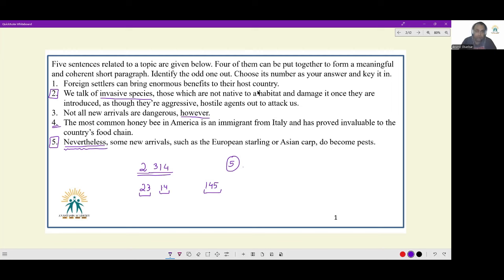Foreign settlers can bring enormous benefits to the host country. The most common honeybee in America is an immigrant from Italy and has proved invaluable to the country's food chain. Nevertheless, some new arrivals, such as European starling or Asian carp, do become pests. So 1, 4, 5 could be an arrangement as well. But given that 2, 3 is a pair, 1, 4 is a pair, 1, 4, 5 can potentially be a pair, but 2, 3, 1, 4 makes the other 4 sentences beautifully rearranged here. The answer to this question has to be statement 5.